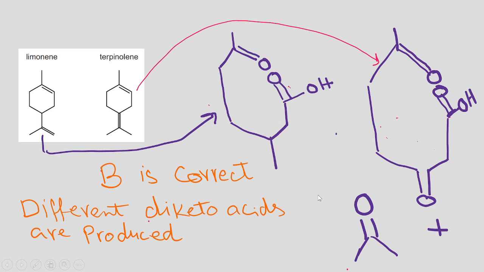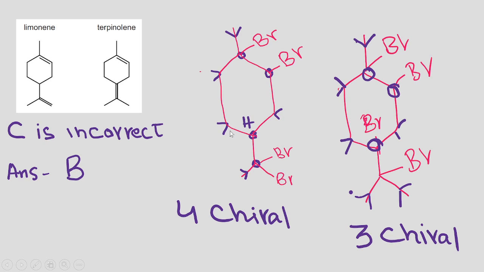Here they are saying whether different keto acids are formed or not. One keto acid is formed here, one keto acid is formed here, but one keto acid is formed here. So it means that B is converted to different keto acids, which is correct. Here we have, if we add bromine, how many chiral carbon atoms are produced? Here, 1, 2, 3, 4. 4 chiral carbon atoms. 1, 2, 3. 3 chiral carbon atoms. So answer is B because 1 and 2 are correct while the third one is incorrect.